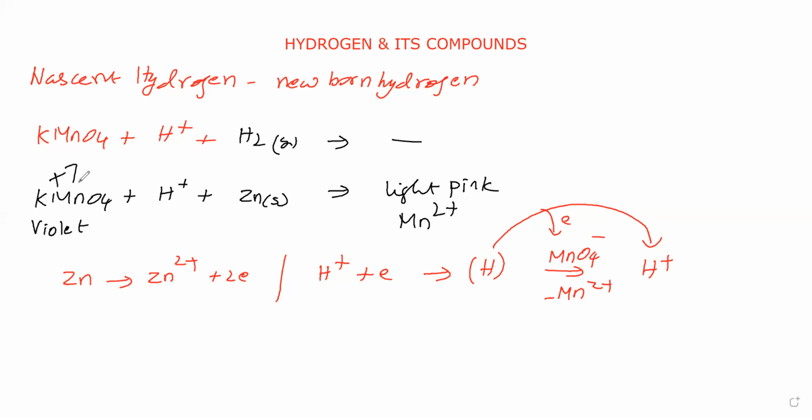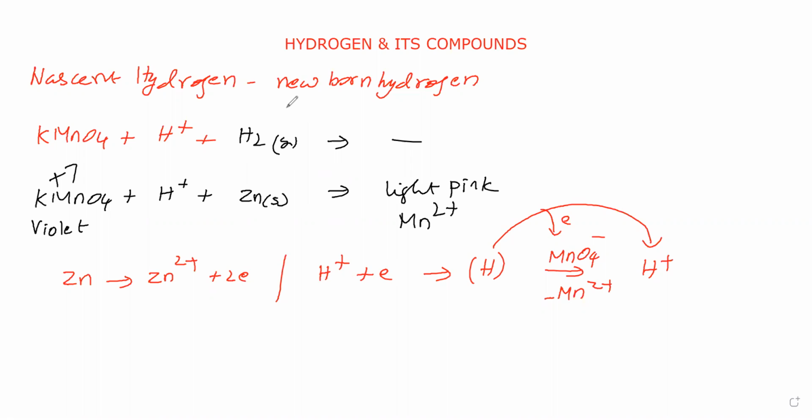Due to nascent hydrogen, permanganate undergoes a reduction, whereas here nascent hydrogen is not there. Therefore, permanganate is not undergoing reduction. So in this place, there is no nascent hydrogen, so permanganate is not undergoing reduction. In this place, nascent hydrogen is there. Therefore, permanganate undergoes reduction. So nascent hydrogen and molecular hydrogen: which is more reactive? Nascent hydrogen is more reactive. Molecular hydrogen is less reactive.